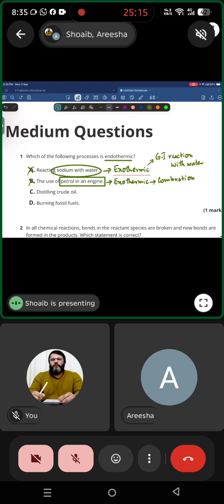Distilling crude oil. Burning a fossil fuel again, this one is another exothermic. So all are exothermic here. Only C is left, so C is the correct answer. Now you might be confused: is crude oil distilling exothermic or endothermic? You have to work on the three. The three are correct, and you have already studied them in detail, so the three belong to the exothermic. So definitely C is the correct answer.